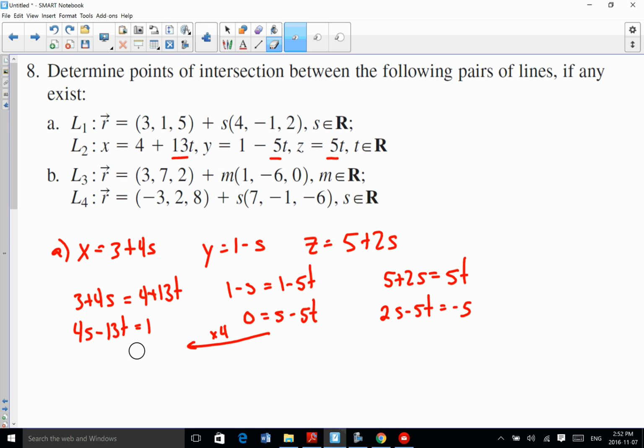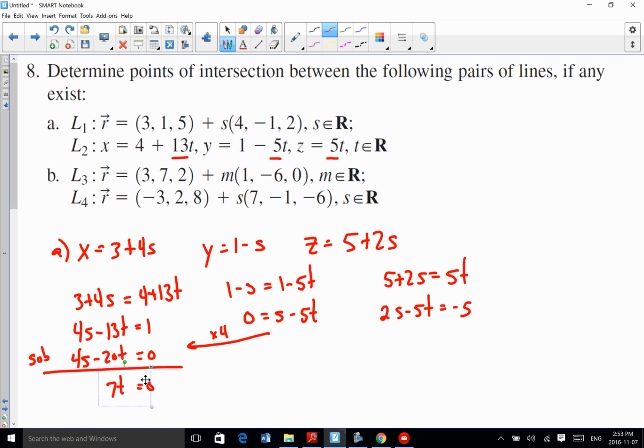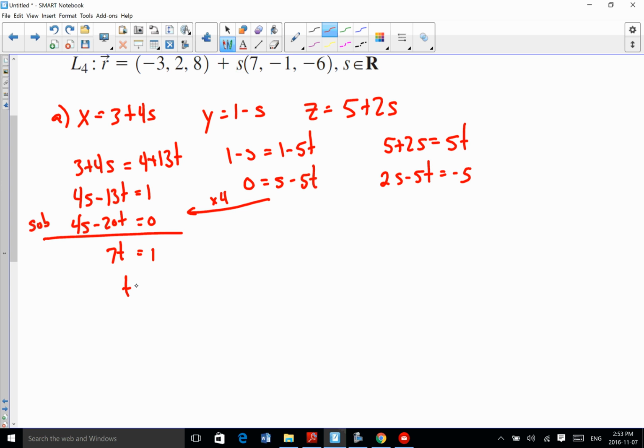So, let's move that line there. 4 times 0 is 0, let's put it on the right-hand side now. 4 times s is 4s. 4 times negative 5t is negative 20t. My s's are the same, so I'm going to subtract. Negative 20t minus negative 13t is negative 7t. Sorry, not that, 1 minus 0 is 1. And t has to be 1/7. Now that I got t, I can go back and figure out what s is.